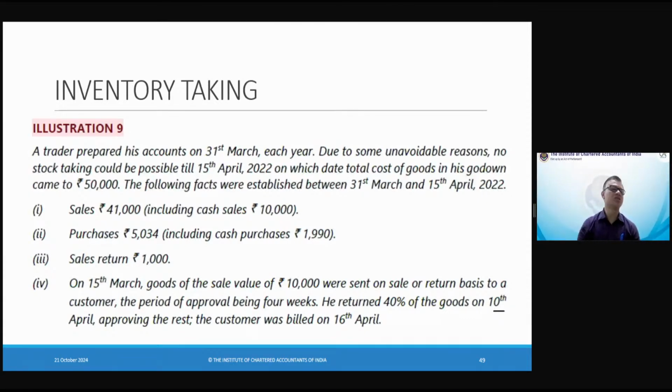The opening stock or the closing stock? What is being asked here to calculate? If you see this question, if we look at this question carefully, yes Naina, what has been asked to calculate?